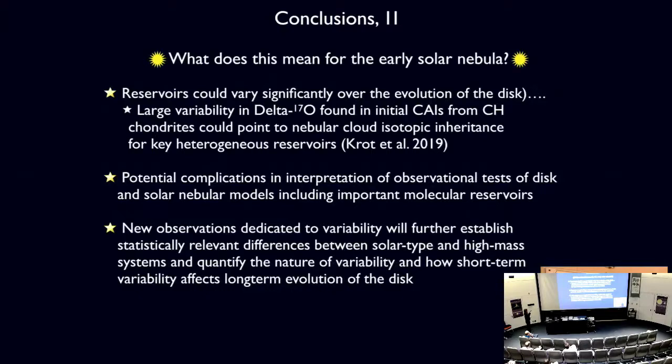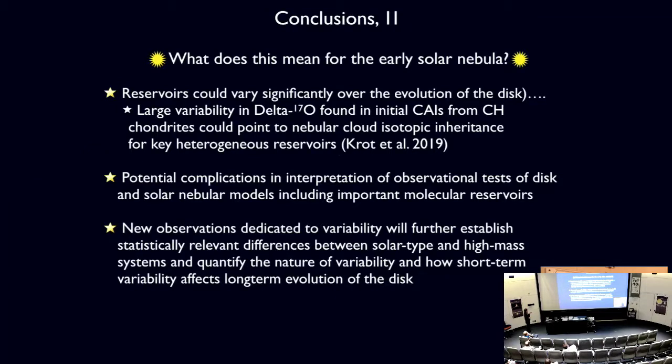So what does this mean for the early solar nebula? Well, reservoirs could vary significantly over the evolution of the disk. And we have large variability in delta 17O and initial CAI. So maybe this says something about isotopic inheritance in the solar nebula. Potential complications in interpreting these objects: we have to be careful how we talk about YSOs as being analogs. They are analogs to some extent, but not necessarily making big, broad, sweeping timescale claims over what we're looking at. But they are still important analogs for trying to understand various aspects of chemistry. The interpretation, I think, should be qualified a little bit.